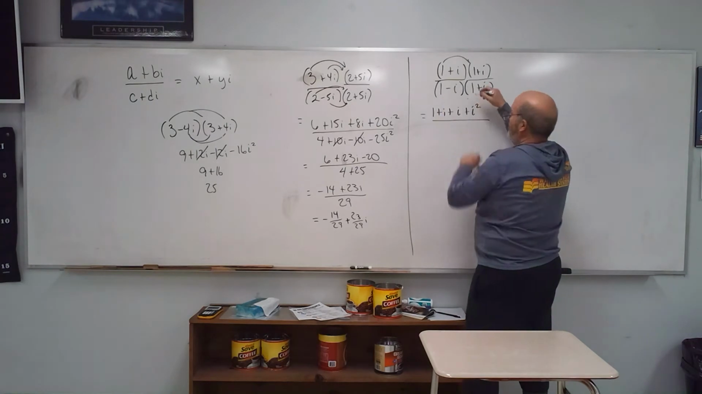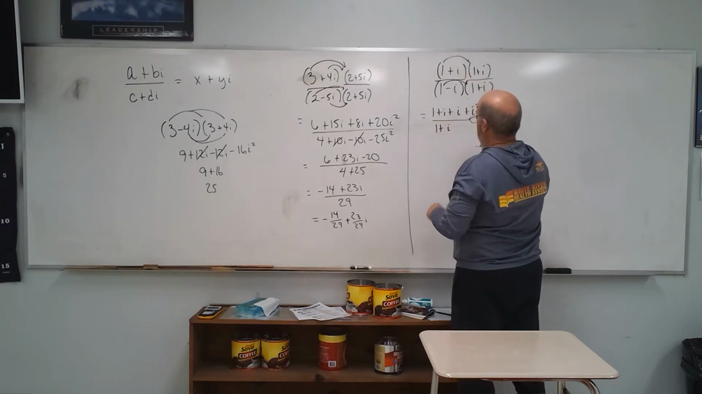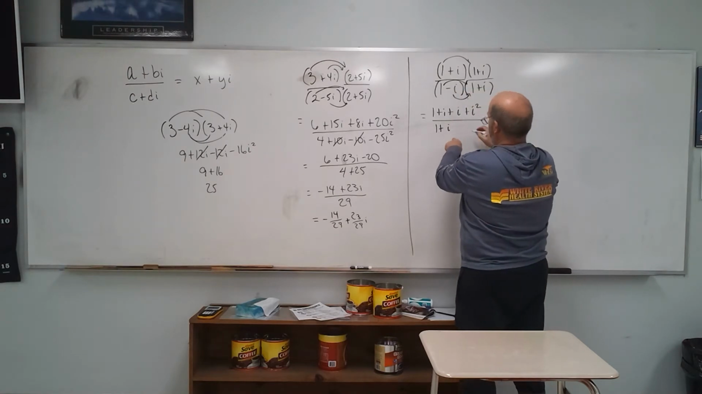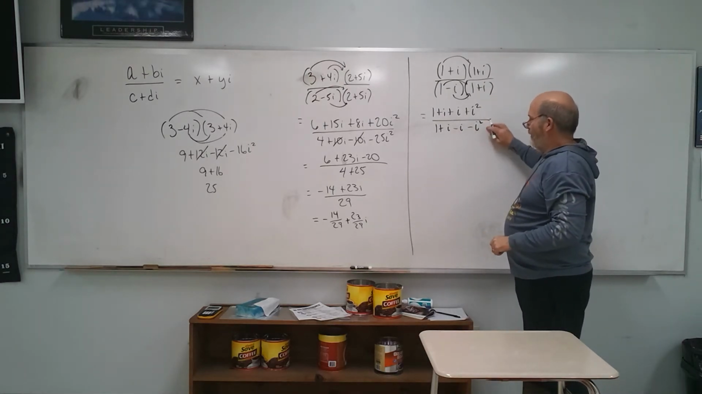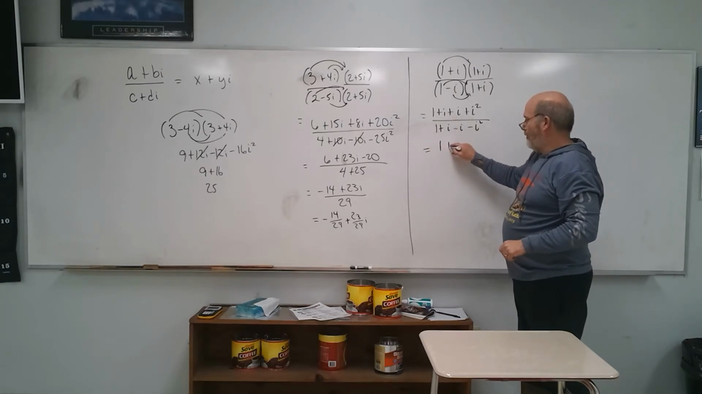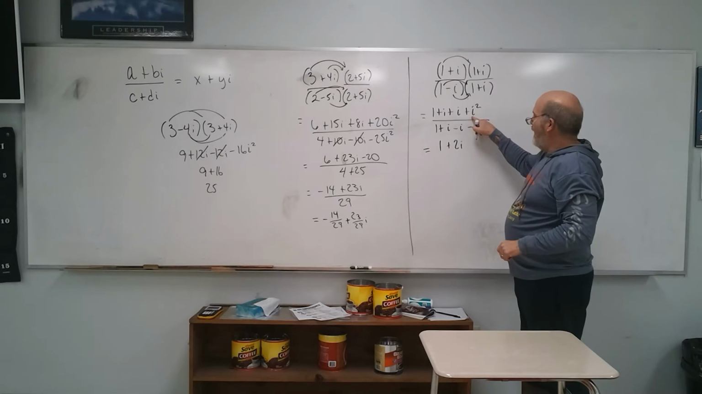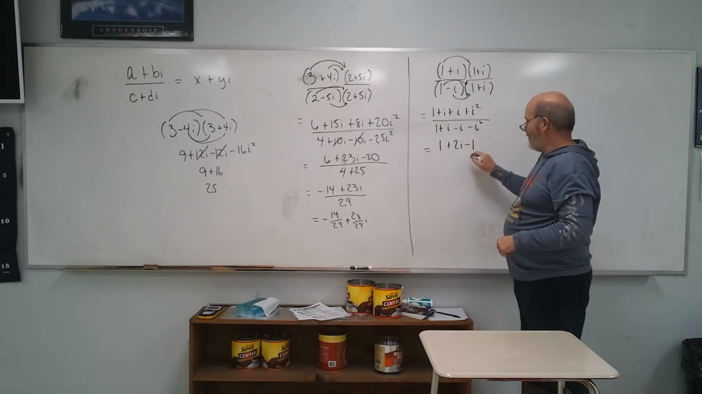When I distribute the denominator, it's 1 times 1 plus i. When I distribute the negative, I get negative i minus i squared. Now recall that i squared is really negative 1. So in the numerator, I have i plus i, so I have 1 plus 2i. Now, i squared is negative 1, so plus negative 1 becomes minus 1.